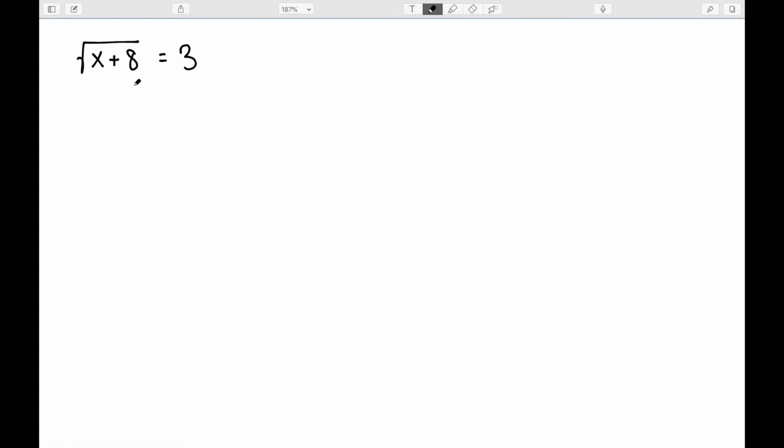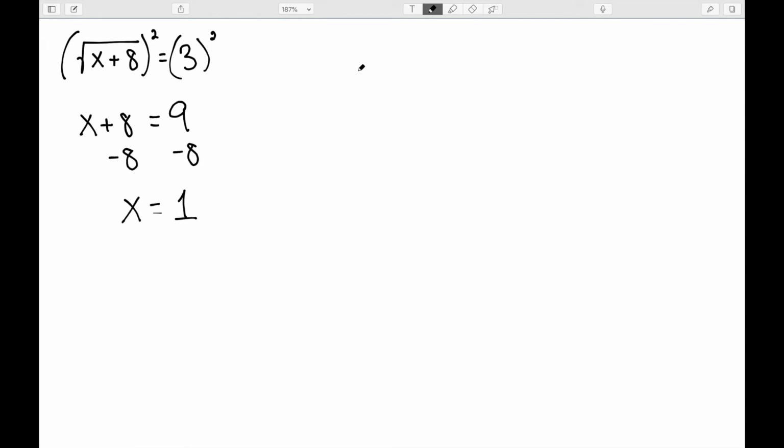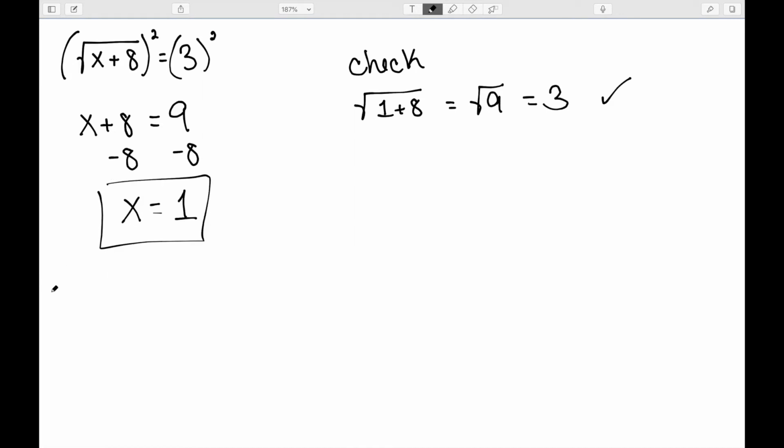The first one, the square root of x plus 8 equal to 3. The first step is to get the square root by itself on one side, but I already have that here. So my next step is to square both sides. Squaring a square root just gets rid of the square root. I have x plus 8. 3 squared is 9. Subtract 8 from both sides, and I get x is equal to 1. We then want to check the square root of 1 plus 8 is equal to the square root of 9, which is equal to 3. So yes, this does work, and this is our solution.